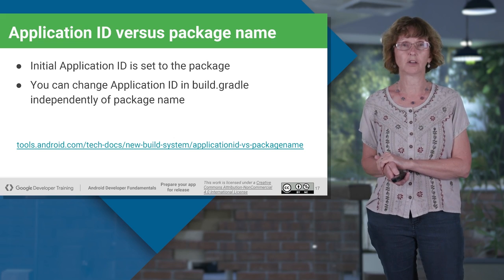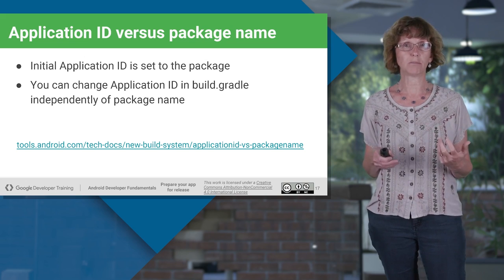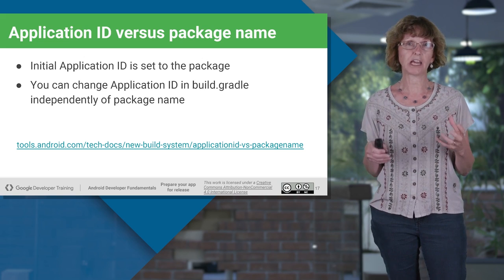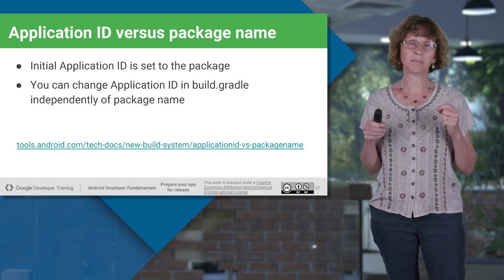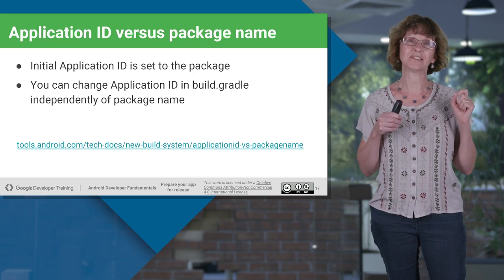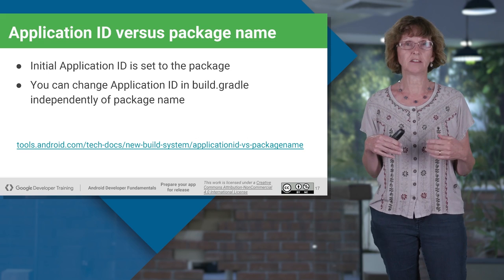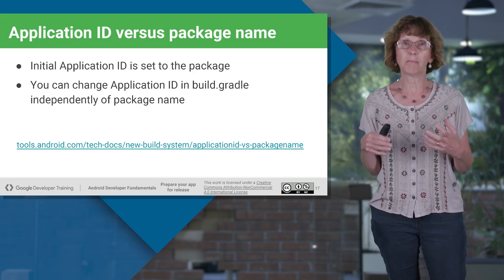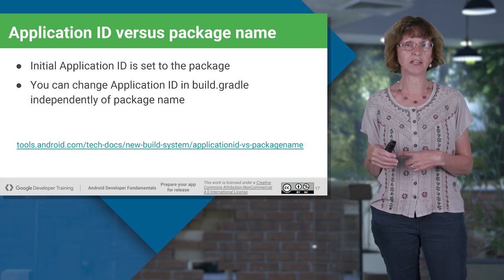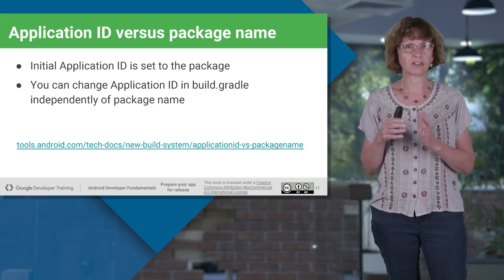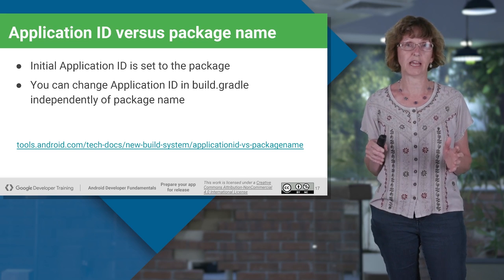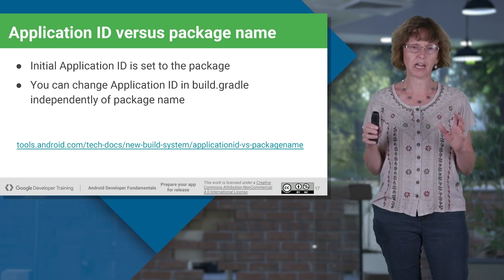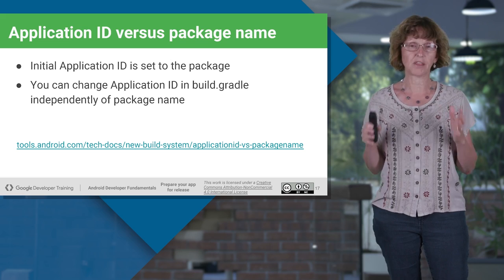application ID in build.gradle. So when you first create a project, by default, Android Studio sets the application ID for you, and it sets it to be exactly the same as the package. It needs something that is unique to your app, so it uses the package name. But you can go and change the application ID in build.gradle, and it's totally separate from the package name. I just want to make this clear that the package name and the application ID are actually two completely different, separate things.